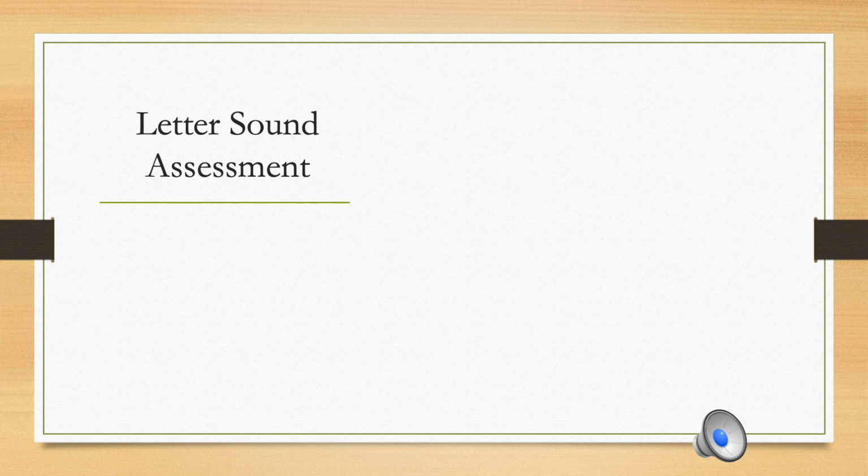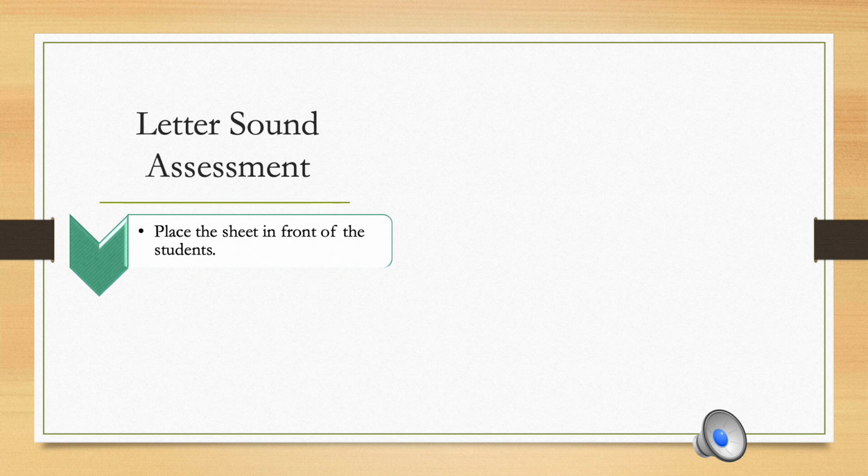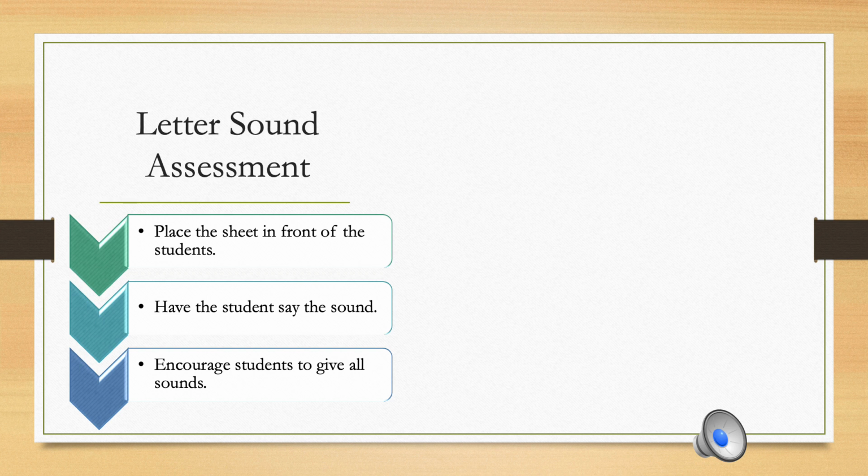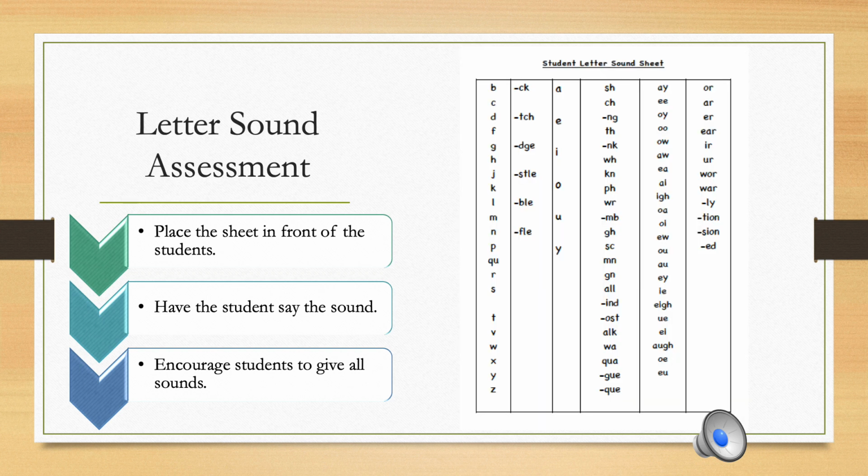Place the student letter sound sheet in front of the student and ask him to say the sounds of the letters represented on the sheet. Some of the letters have multiple sounds, so you will need to ask the student to name as many of the sounds as he knows at the beginning of the assessment. Do not stop at a letter and ask the student if he knows more than one sound for that particular letter. We want to know what comes automatic for the student during this assessment. You're welcome to remind the student periodically throughout the assessment to be sure to give all of the letter sounds that he knows.